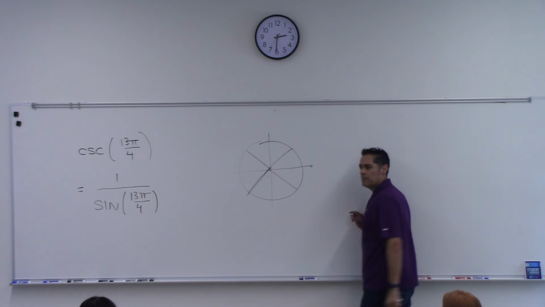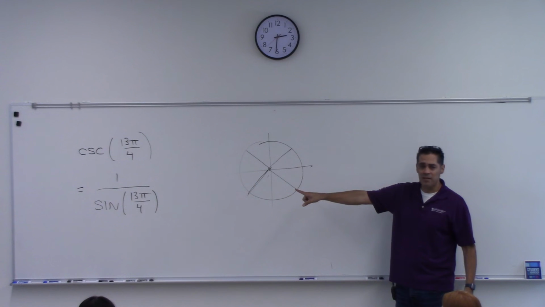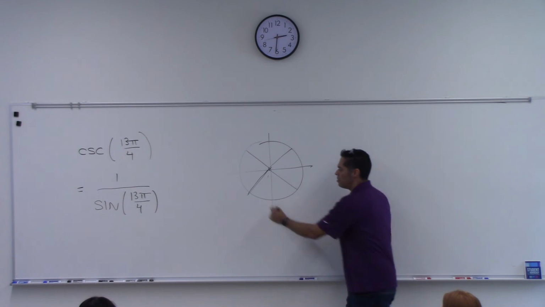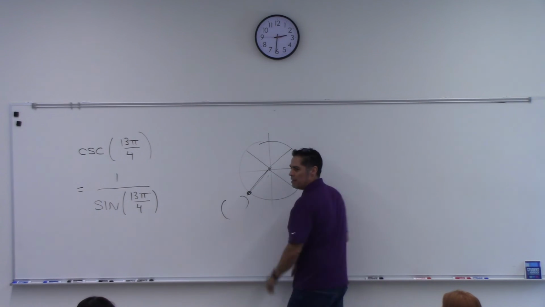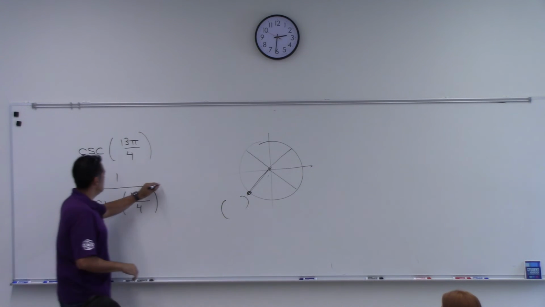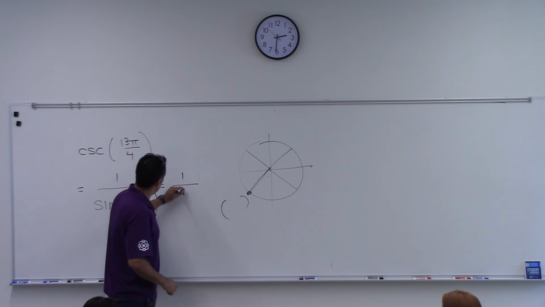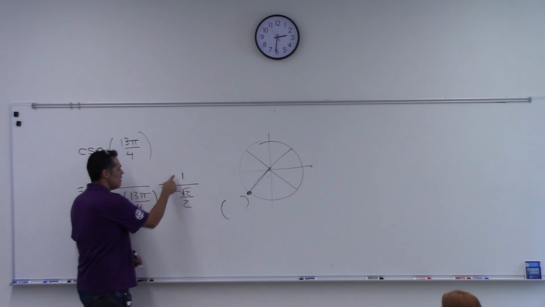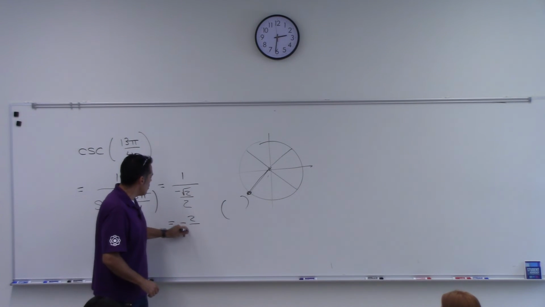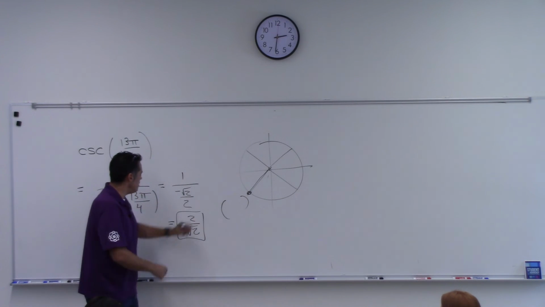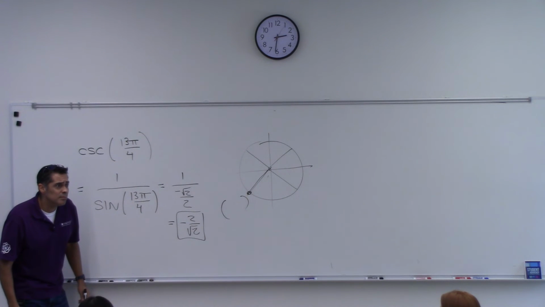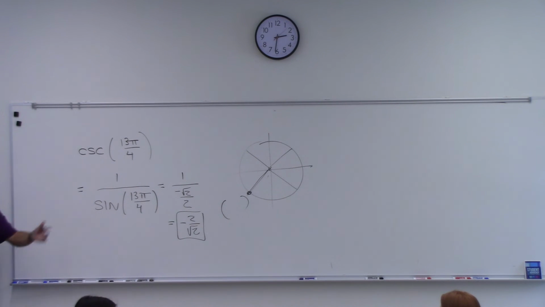That's where I am. I counted that way because it's a positive angle. Had that been a negative angle, I would have counted the other way. So here's where I am, and I need to know the y coordinate there, which I know is negative root 2 over 2. So this is going to be 1 over negative root 2 over 2. And then 1 divided by a fraction is the same as the reciprocal, so I'm just going to flip it over. Doesn't matter where I put the negative. I can put it out front, on the top, or on the bottom. There we go. Does that make sense?